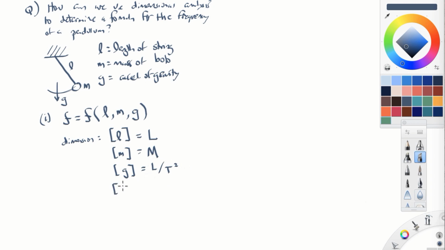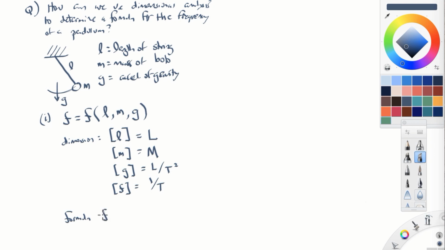And what about frequency? Frequency has the units, or the dimensions, of 1 over time, right? So now what we want to do is find the correct formula for frequency. I'm going through this kind of quickly, but you'll get the hang of this. We'll do a couple of examples.